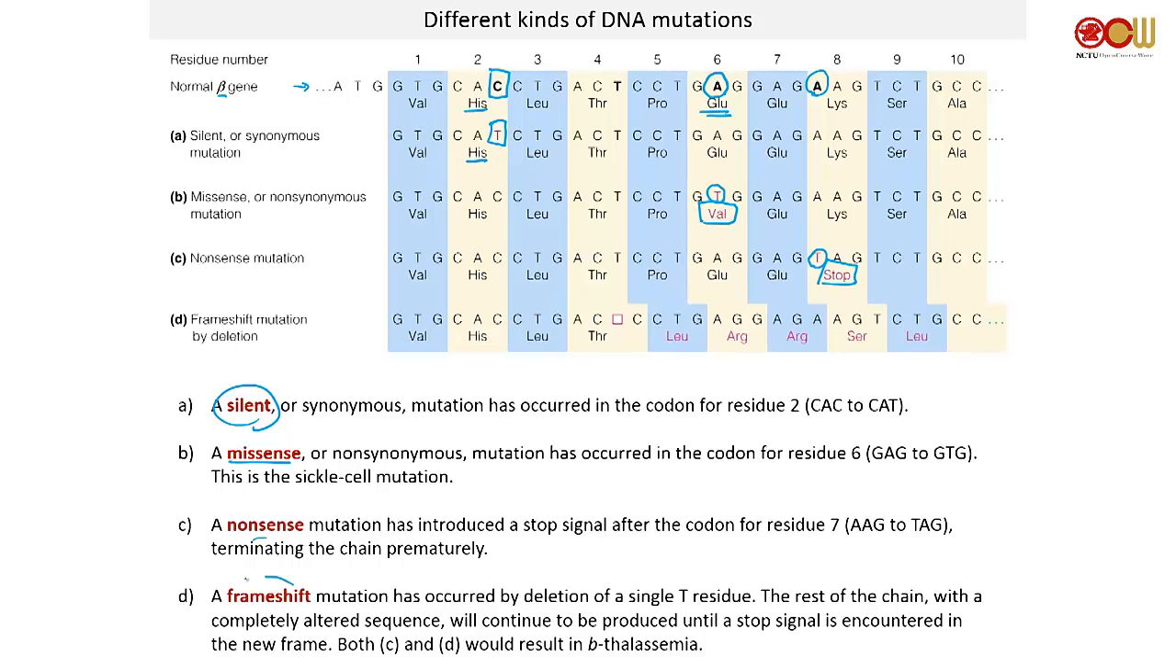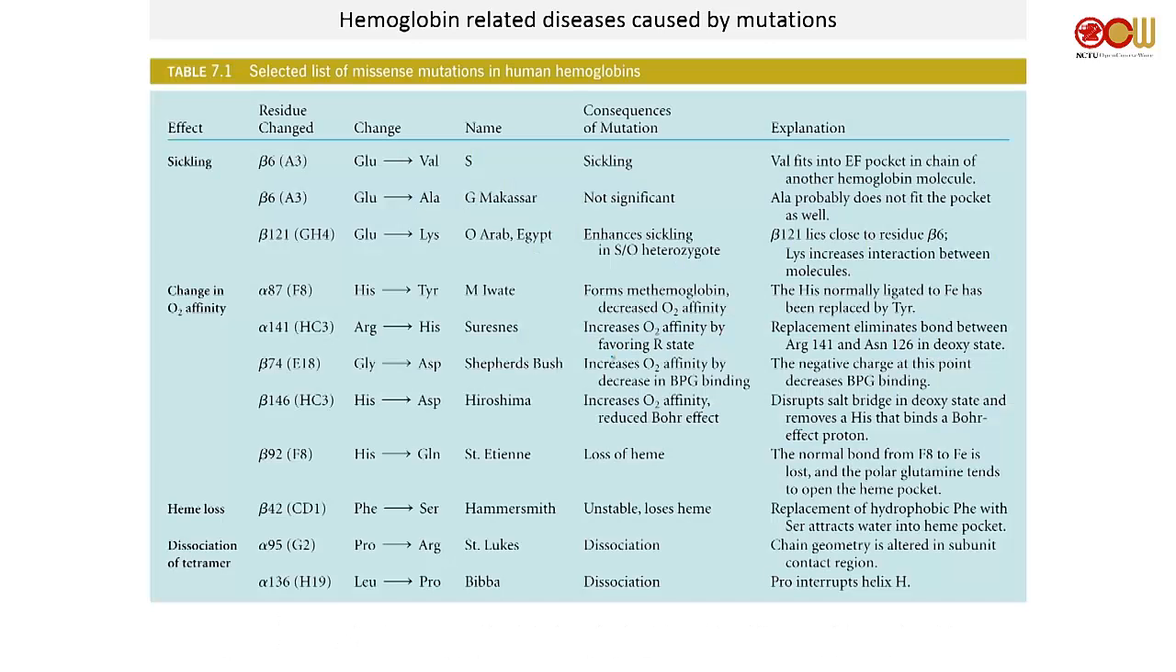Okay, it has a shorter protein. Or you can have a frame shift. Frame shift sucks because you either insert or you delete, and you will cause a frame shift. As a result, you have a super messed up protein. Okay, so these are the 4 kinds of mutations that DNA could have. Now, why am I mentioning this? Because hemoglobin has been involved in many diseases in humans.